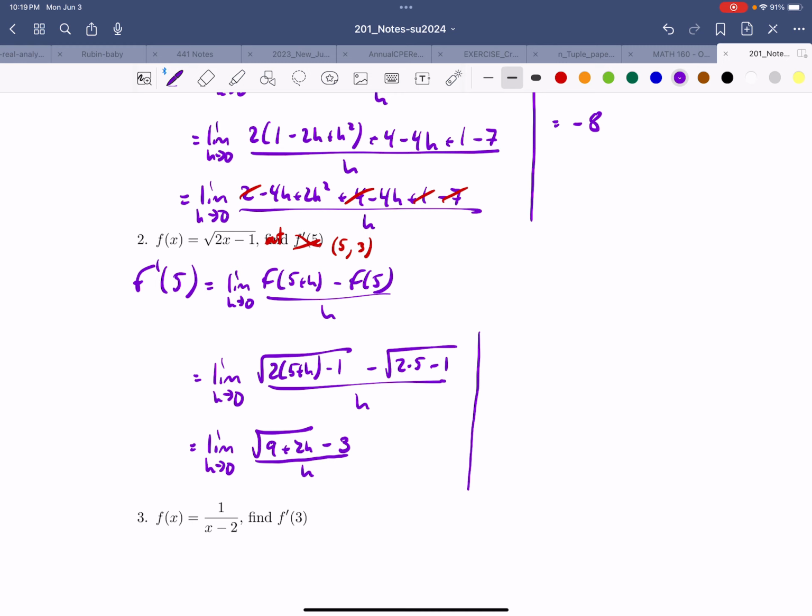Now remember, at this point, we always have 0 over 0. You don't need to write it, but just to point out, we always have a 0 over 0. So what do we do in this situation, where we've got a 0 over 0 indeterminate form, and we've got a radical? That's right. We multiply it by the conjugate over the conjugate.